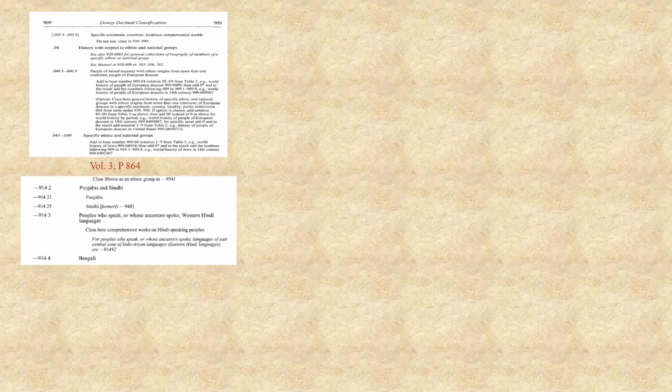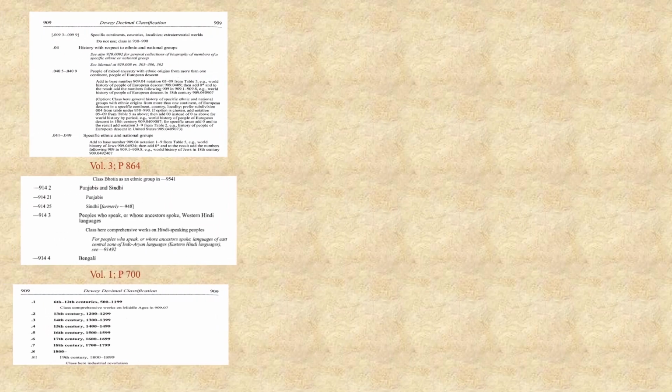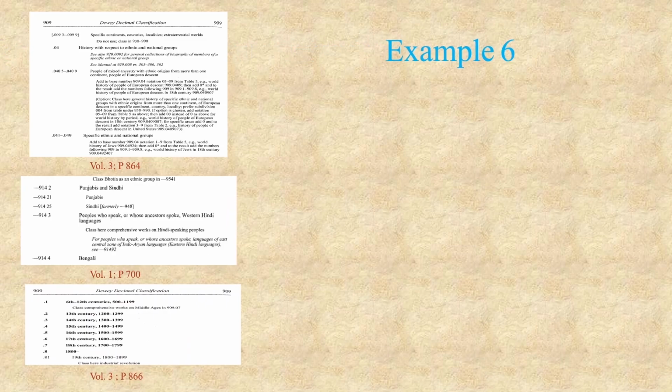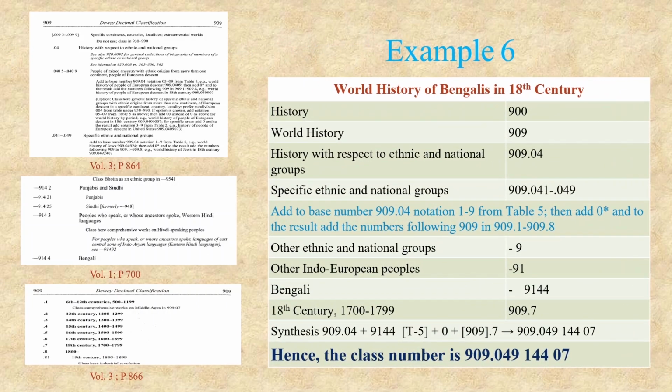Now there is another example. The example is world history of Bengalis in the 18th century. That means the title of the document reflects that in this book the history created by the Bengalis in the 18th century has been depicted. As a classifier in the library, we have to classify this document as per DDC 23rd edition.